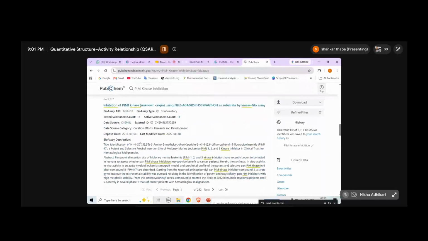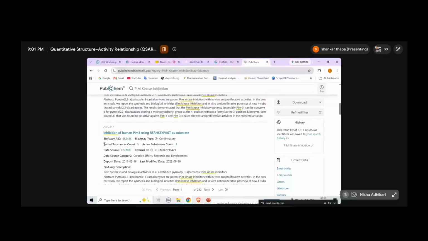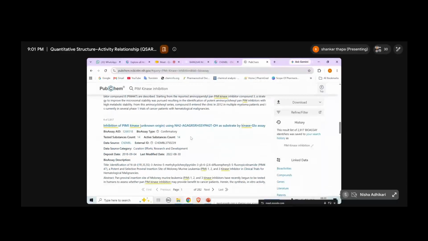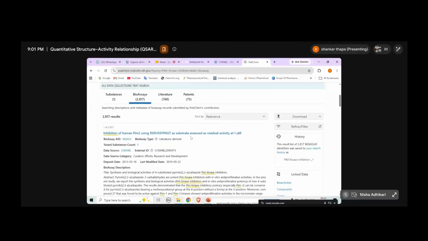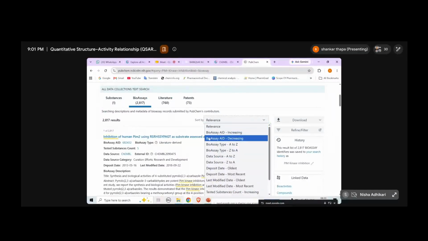Okay, so this means anyone can click. You can click on the basis of tested substance. So they have 5 compounds. Okay, so how much you need, you can click on the basis of that, or you can choose it from relevance. Here, like bioassay ID increasing, bioassay type A to Z, deposit oldest, newest. So you can use tested substance count.